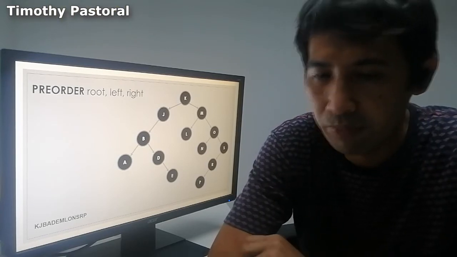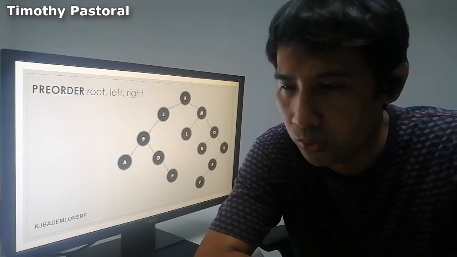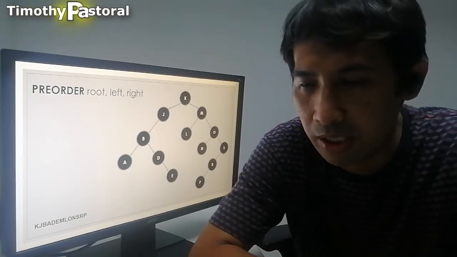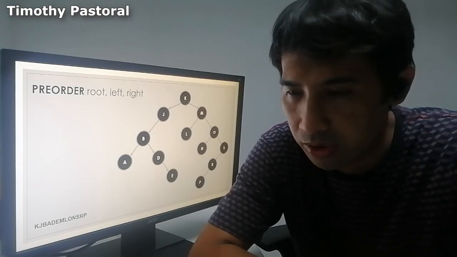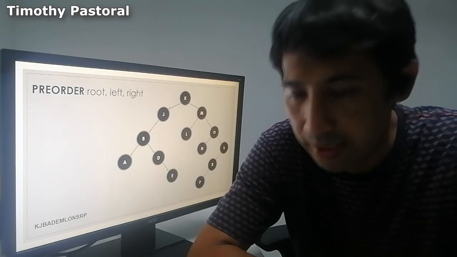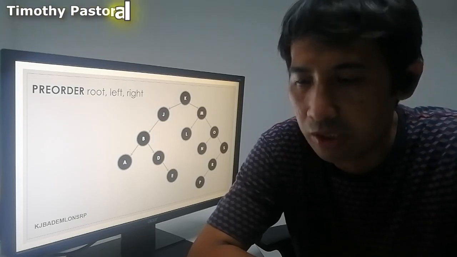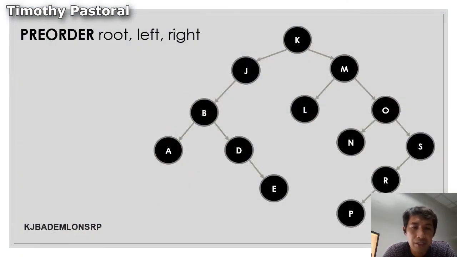Then after letter E, we are going to jump to letter M because M is the root of L and O. After M, its left child is letter L and its right child is letter O. O has a left and right child, but N is the left child of O, so N, and then followed by S, followed by R, and then followed by P. So the final answer would be K, J, B, A, D, E, M, L, O, N, S, R, P.